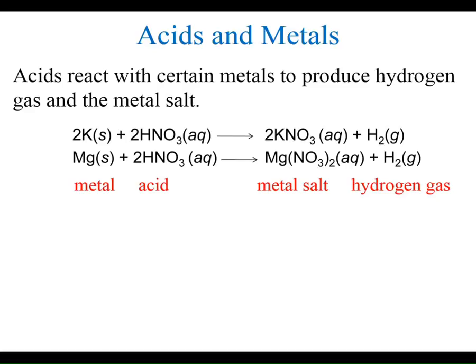How about the next one? Magnesium with nitric acid. Well, the nitrate goes over here and makes magnesium nitrate. And that leaves hydrogen by itself. So hydrogen by itself is now H2. So that's a very common reaction where acids can dissolve lots of metals.